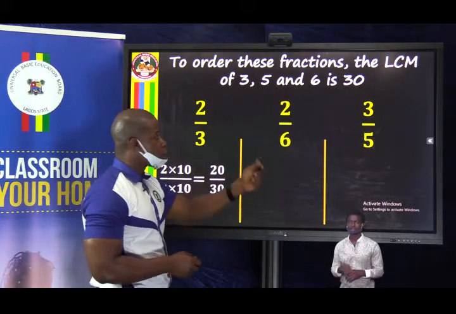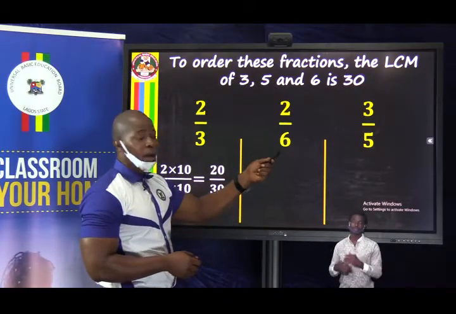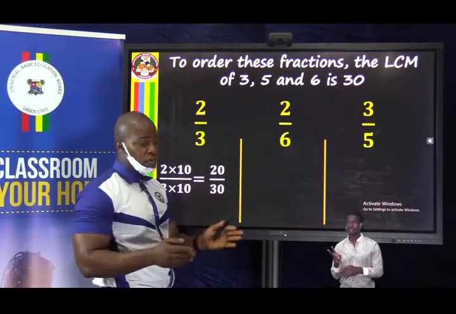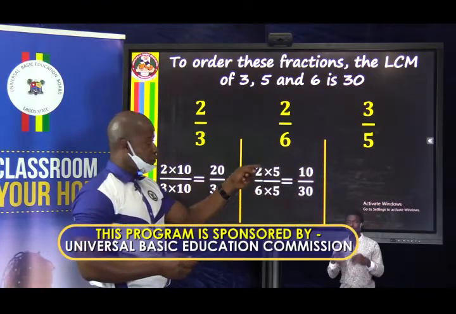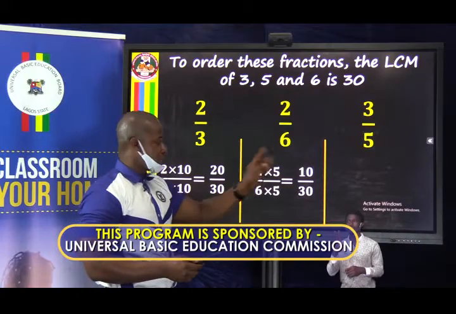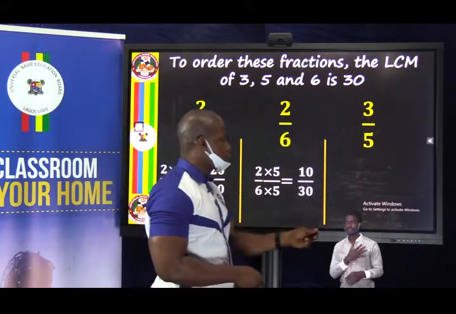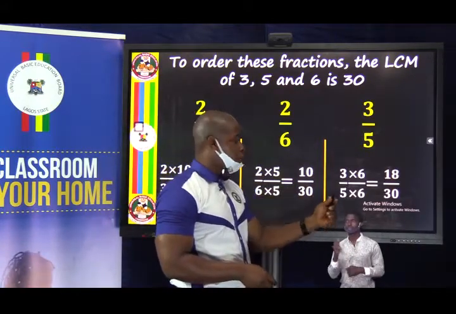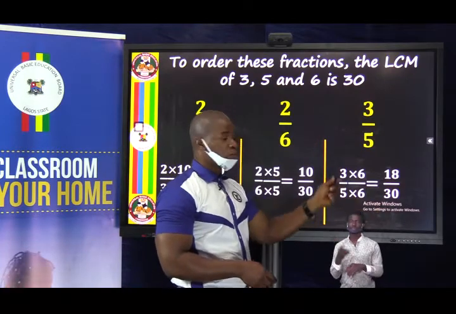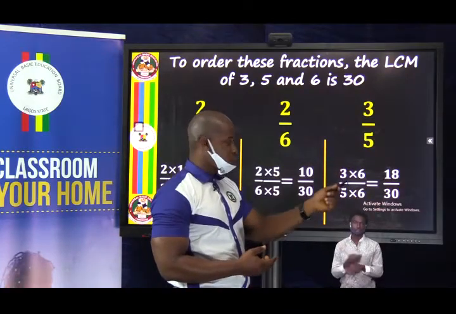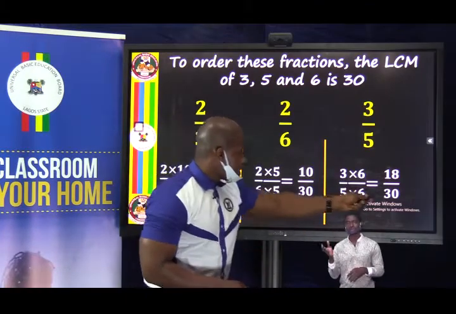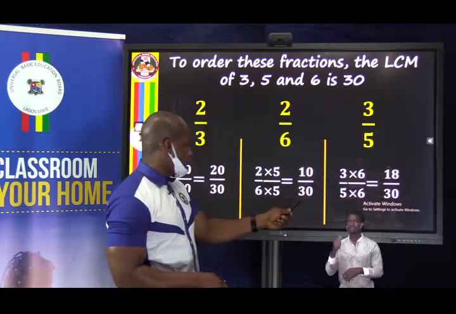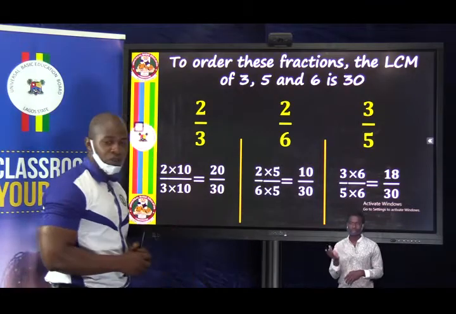Now, let's go with this one. We want to make it 30. What do I multiply by 6 to give me 30? Of course, that's 5. So 6 times 5 is 30. And I will have to multiply 2 by 5 as well. 2 times 5 is 10. Then let's go to the last one. What do I multiply by 5? I will multiply 5 by 6 to give me 30. So I will multiply the one on top by 6 as well. 3 times 6 gives me 18. Now it's easy to compare. 18 out of 30, 10 out of 30, 20 out of 30.